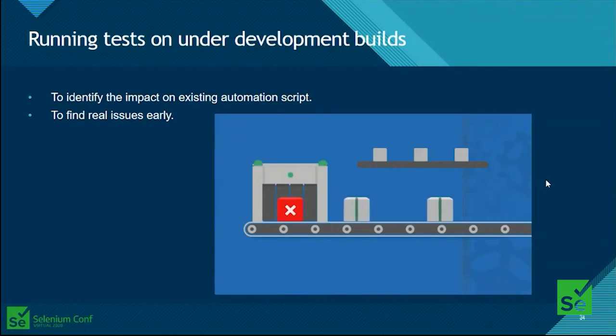Now, let me share an example with you. In our organization, we have a nightly build suite which gets executed every night. The entire automation suite is run on the new build and it finds failures at an early stage. So we can also easily decide whether we want to start automating the build or wait for a stable one.